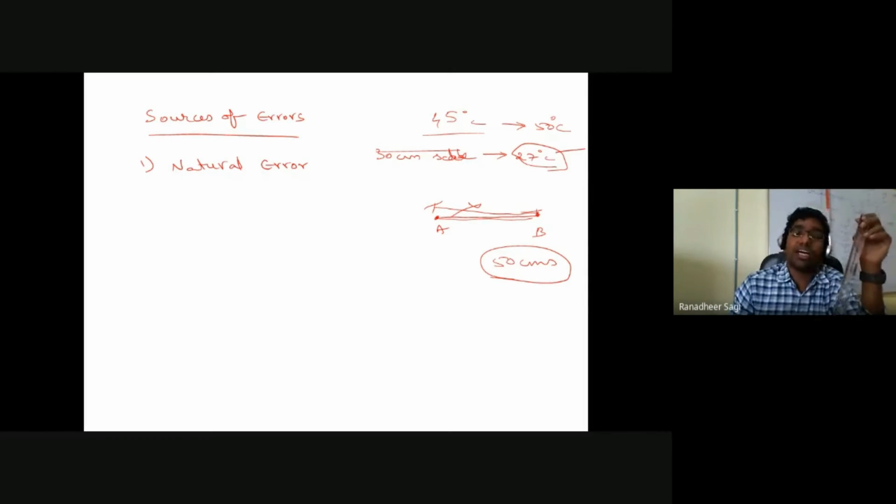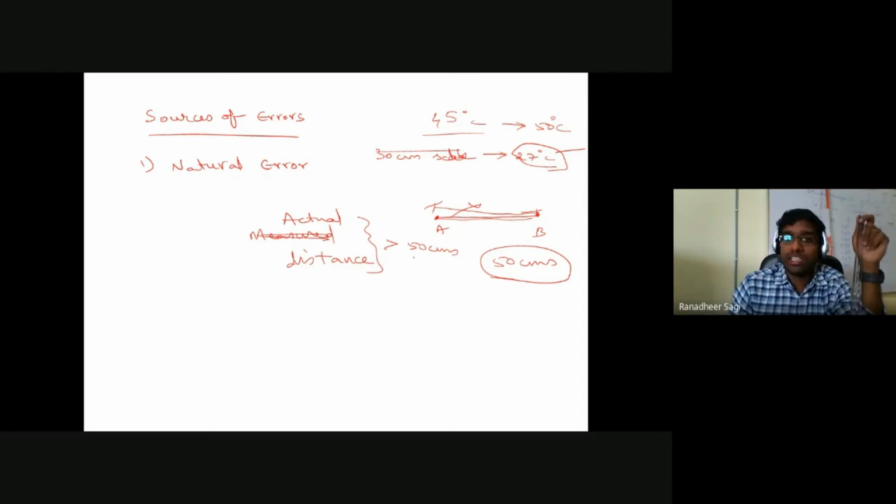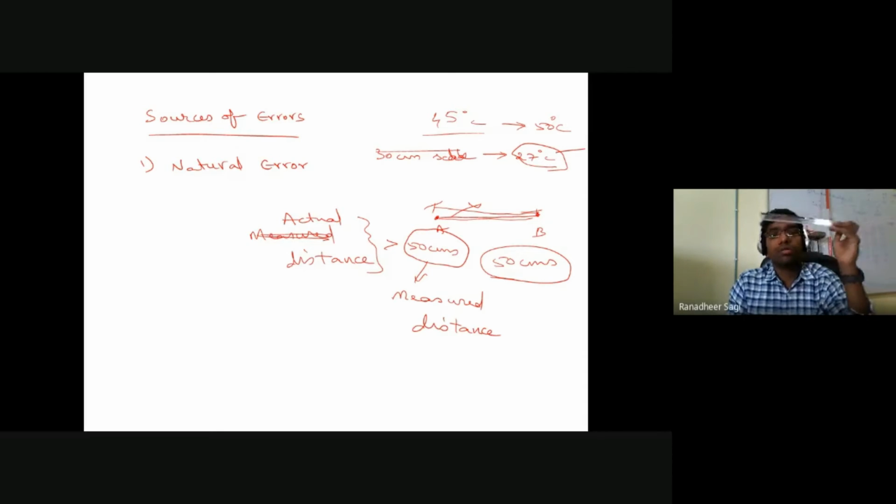Then what would have been the measured distance? Will it be greater than 50 centimeters, or will it be less than 50 centimeters? So the measured distance, what I am trying to talk about, will be less than the actual distance. The actual distance should be greater than 50 centimeters, whatever you have measured with the help of that scale in which there is an expansion that has taken place. Okay, so you have to be very careful.